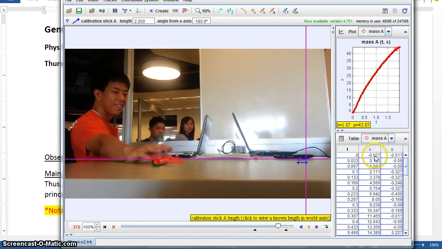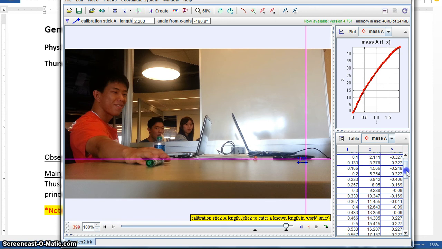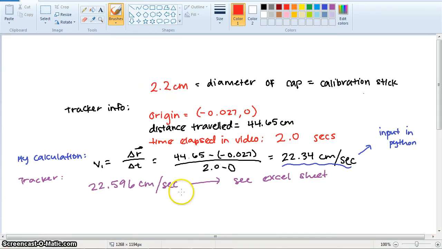My initial position, though I tried to make it as close to the origin as possible, was a little bit off by 0.027. So my initial position for this calculation is negative 0.027, and my final position is 44.65, and that is after 2 seconds. So using this information, I was able to calculate a velocity of 22.34 centimeters per second.